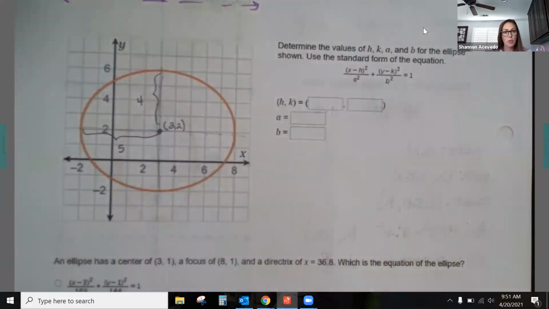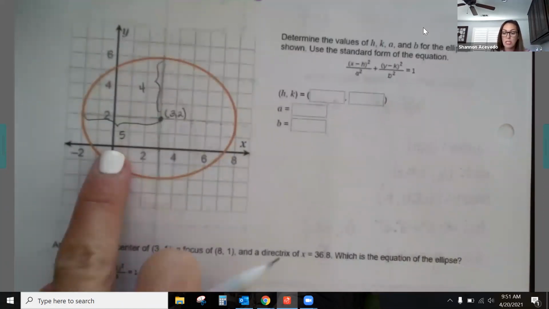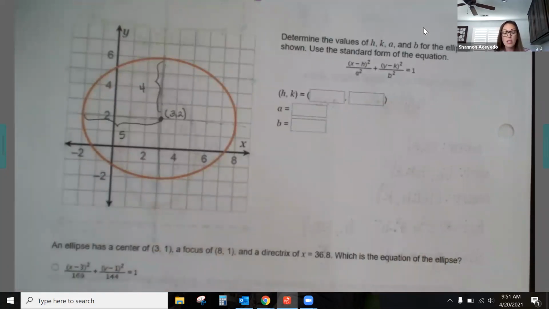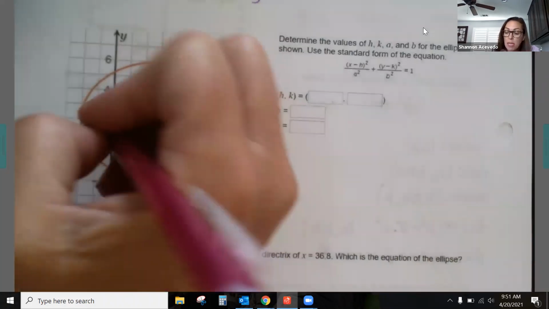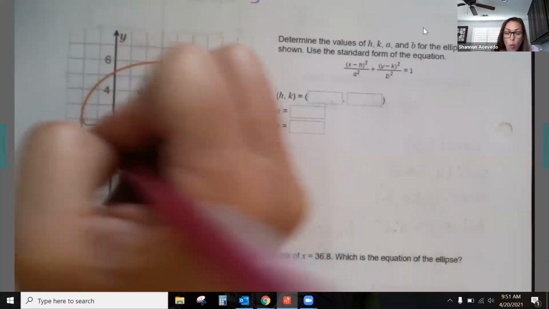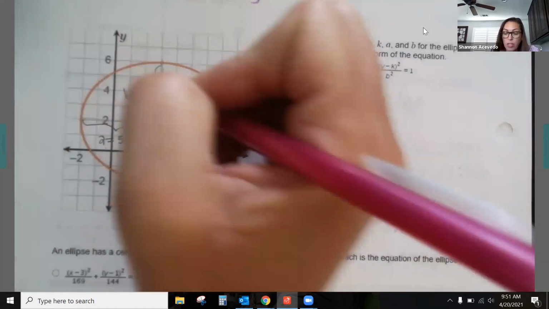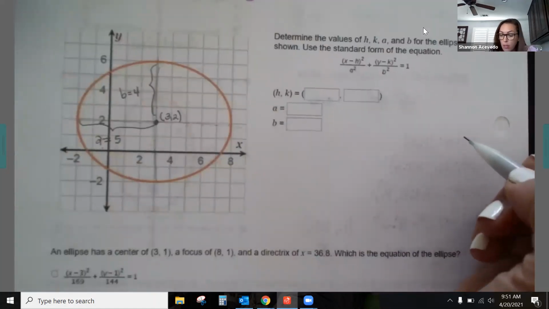Is this going to be a horizontal or a vertical ellipse? How do I know? Whichever one is larger. In this case, this 5 is larger, which means my ellipse is going to be along that axis. So it's a horizontal ellipse. That means the A value is always the bigger one. So in this case, A is 5, B is 4. This centerpiece is my H and my K.